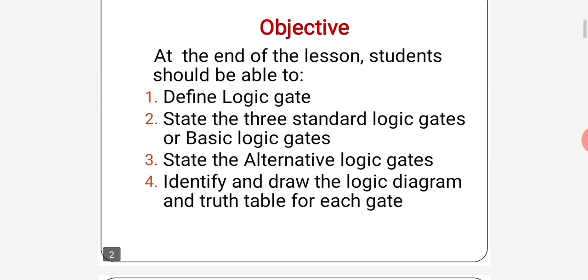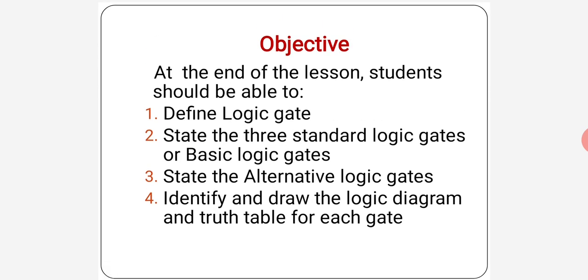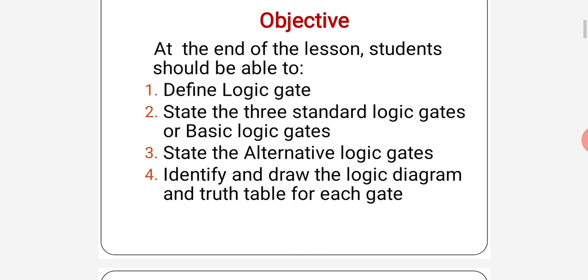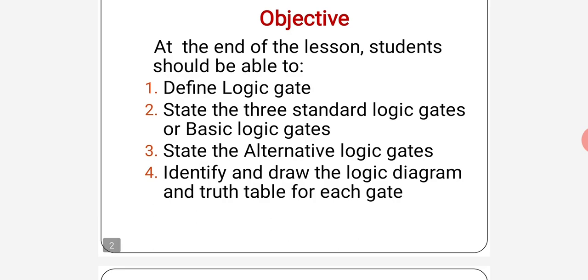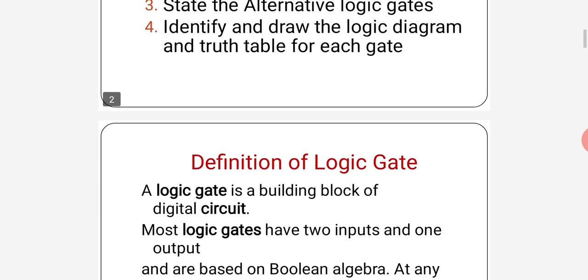Now, before we proceed, we'll be looking at some of the objectives that we're expected to achieve at the end of this class. The first objective, you should be able to define logic gates. The second objective, you should be able to state the three standard logic gates or basic logic gates. Number 3, you should be able to state the alternative logic gates. Number 4, you should be able to identify and draw logic diagram and truth table for each gate.